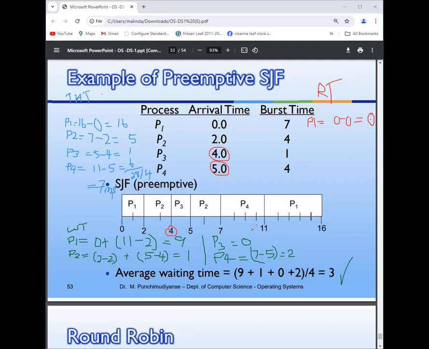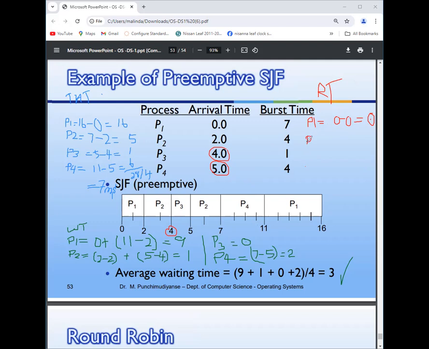We are not considering the waiting times after, some time. We are only considering the waiting time until it gets the first CPU. So for the P1, it immediately got the CPU, so its response time is 0.